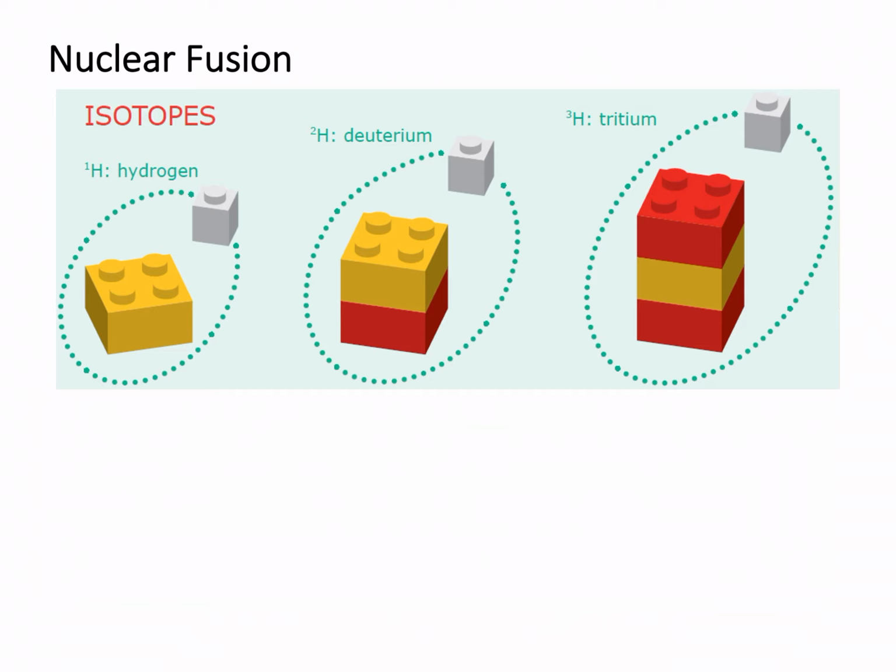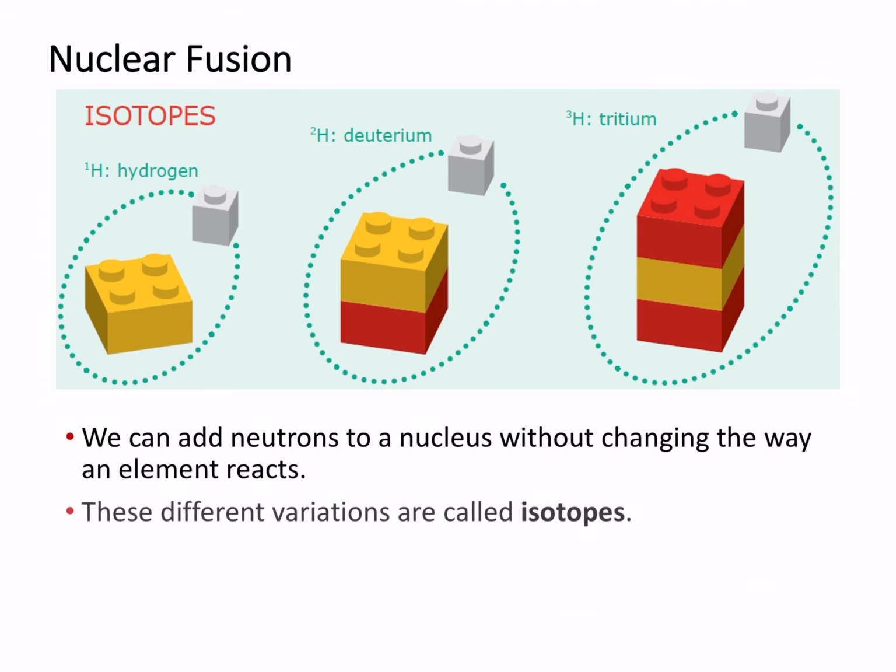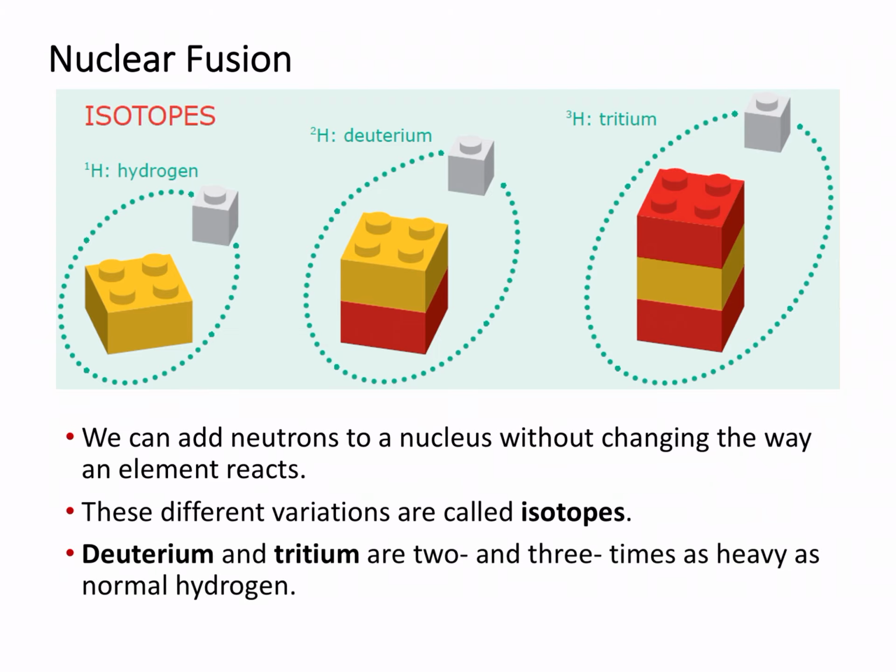Hydrogen only has one proton, so the amount of yellow Legos must stay the same. I can add as many neutrons to that as I would like. It's going to get heavier, but the element's not going to change. It's an isotope. If I change the number of neutrons of a given element, I have an isotope. So these are the three different isotopes of hydrogen, getting slightly heavier and heavier. This doesn't change the way that the element reacts. It's still the same element. This is what an isotope is. Deuterium and tritium are 2 and 3 times as heavy as normal hydrogen.